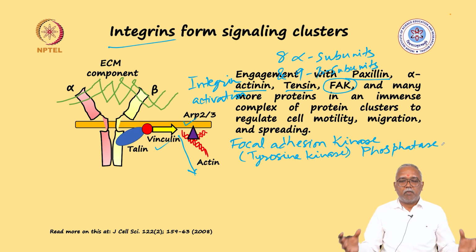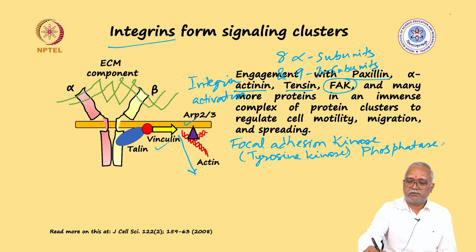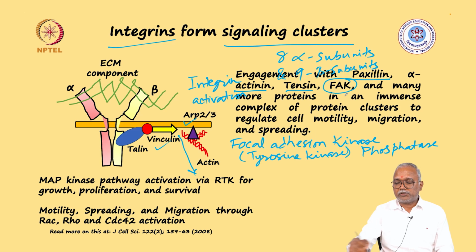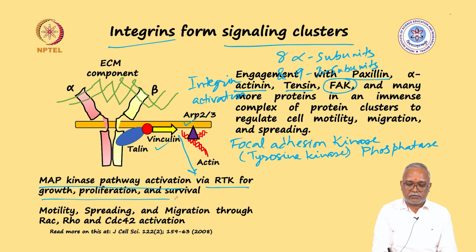So basically more and more proteins come and join this entire thing, and it makes a mega assembly, a signaling cluster, and this signaling cluster will have input from all different types of molecules, whether they are adapters, scaffolds, or enzymes. In addition to all these different molecules coming together, it will also activate the MAP kinase pathway via the RTK, which includes the effect on growth, proliferation and survival.